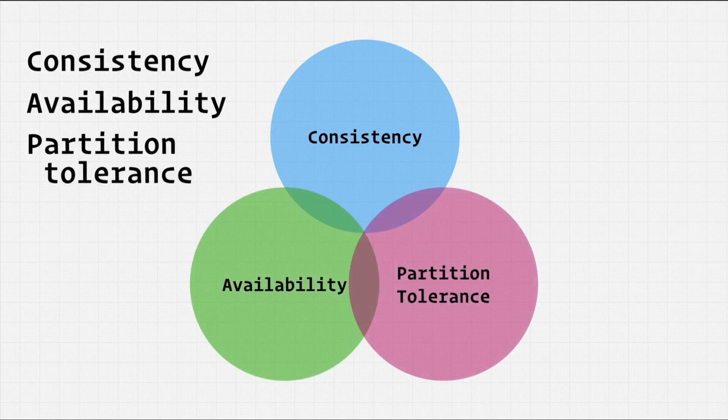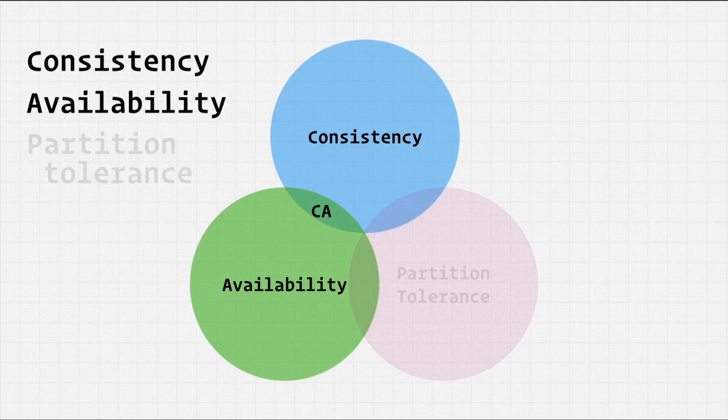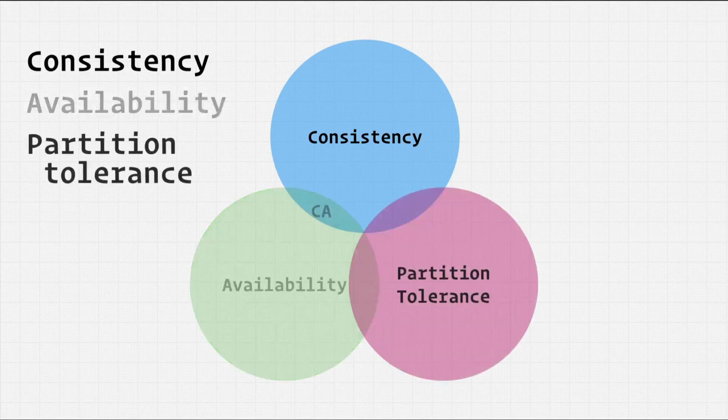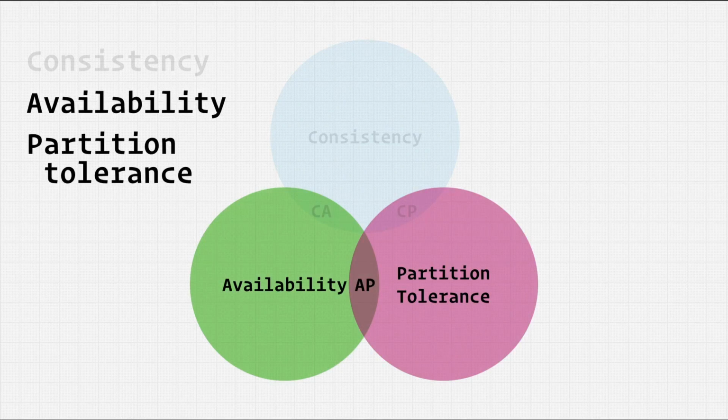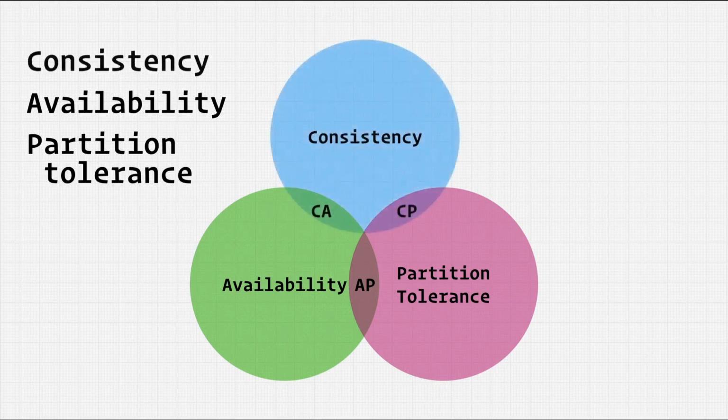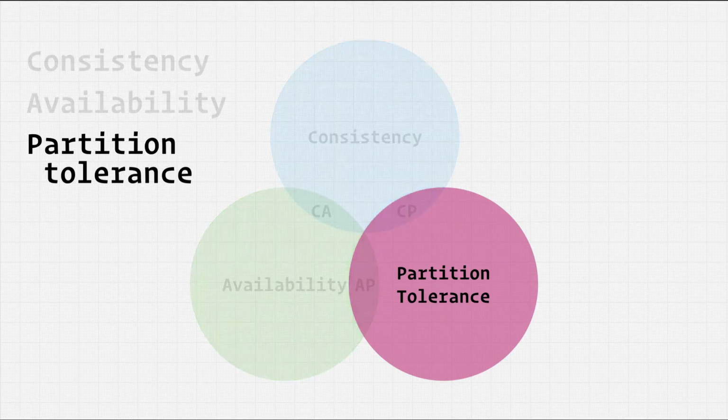Now you'll notice that there is an overlap between any two of the three circles. The reason for this is because your system can only be two of these three things. So you can have a system that is consistent and available. You can have a system that is consistent with partition tolerance, and you can have a system that is available with partition tolerance. The thing I want to talk about, though, is that generally speaking, in almost all of your systems that are distributed, it is always going to at least have partition tolerance guaranteed.